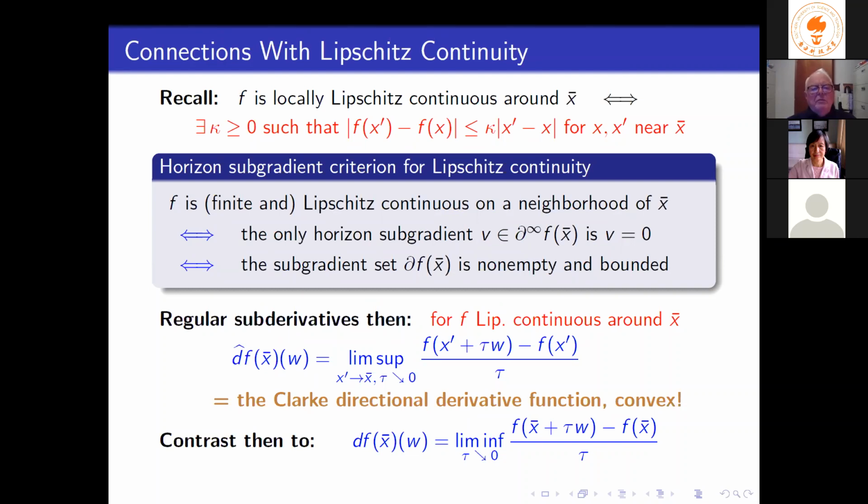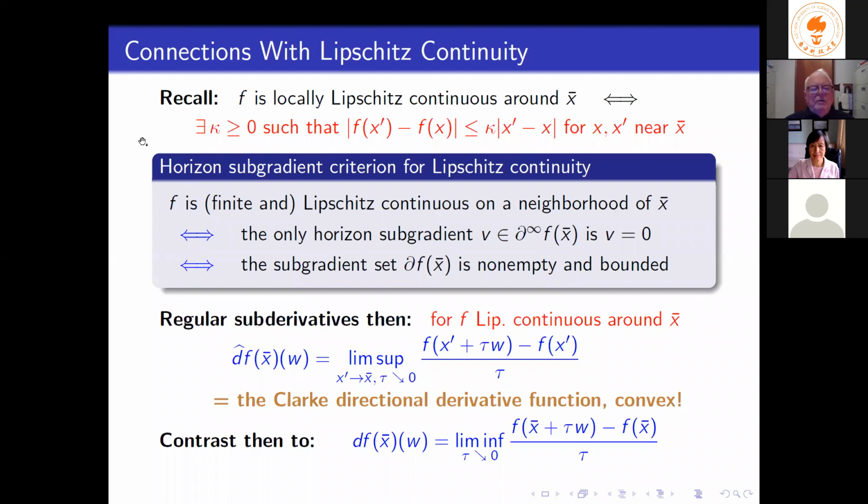But I wanted to say something more first about horizon subgradients. They're connected with Lipschitz continuity. Let's remember that a function is locally Lipschitz continuous around a point x if there's a way of estimating the difference between function values by the difference between points with some Lipschitz constant, and that holds for all points in some neighborhood of this x. That's an important property that has long played a big role in the subject. In Francis Clarke's work, he started with Lipschitz continuous functions and defined things in those terms, and then went on to other levels to handle all the other functions.